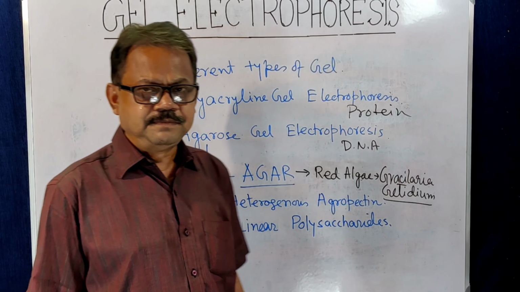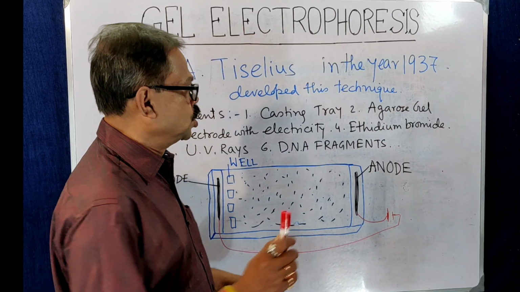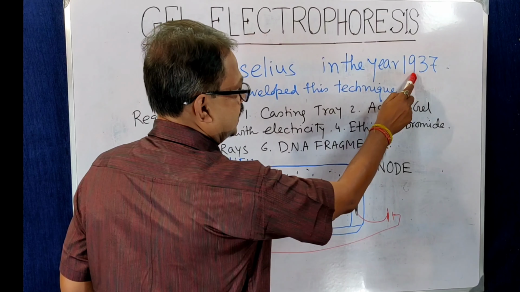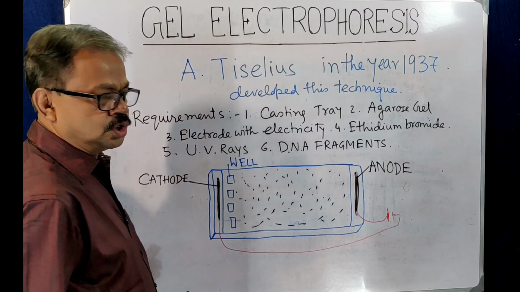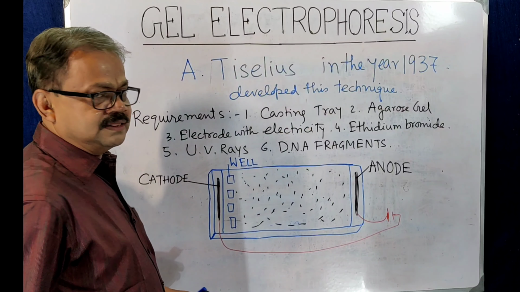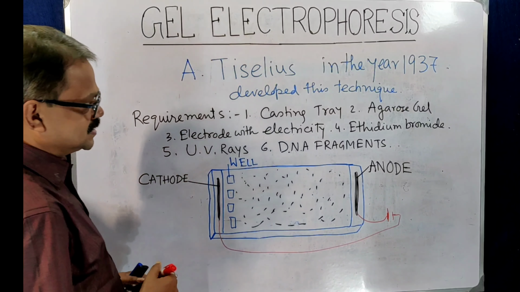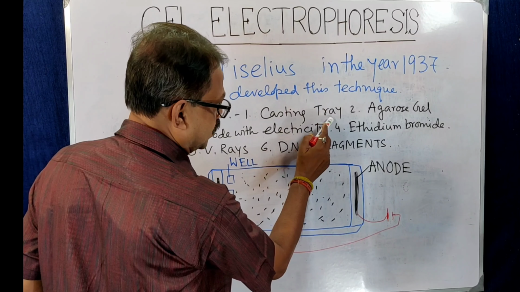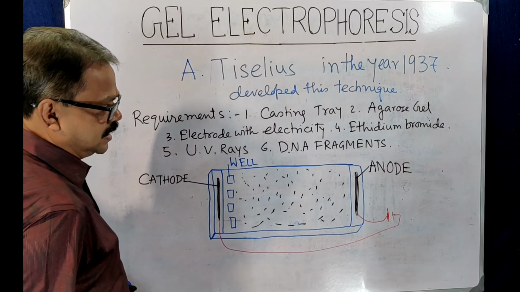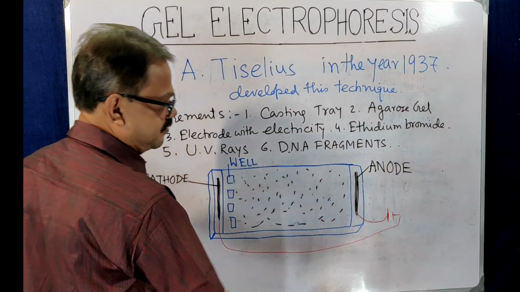Now I am going to describe this process in detail. This technique of gel electrophoresis was developed by the scientist Tiselius in the year 1937. And here the requirements are a casting tray or chamber, agarose gel, electrodes with electricity, ethidium bromide, that is a stain, ultraviolet rays, and DNA fragments.